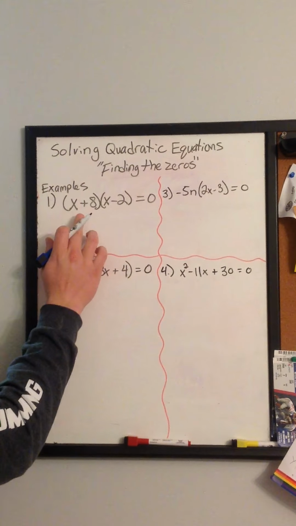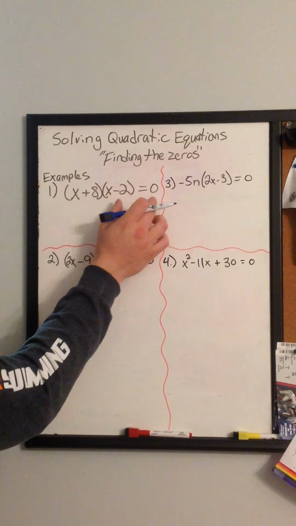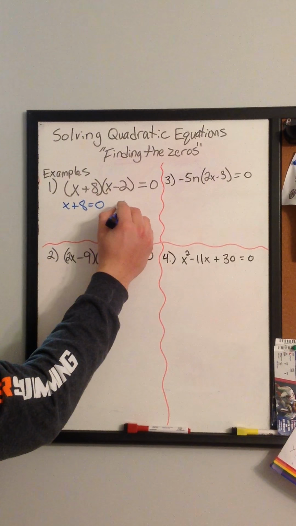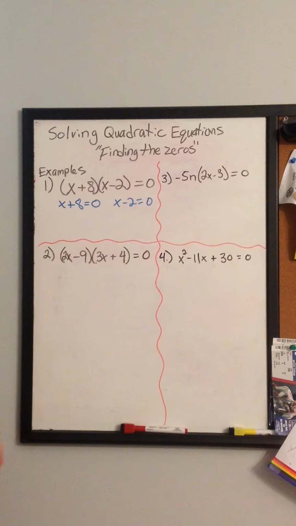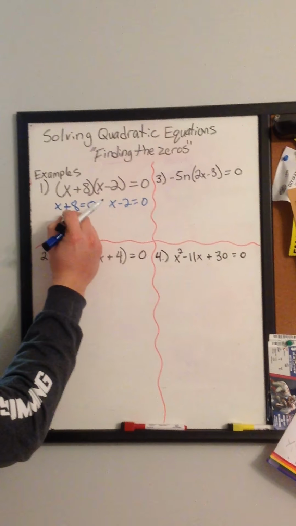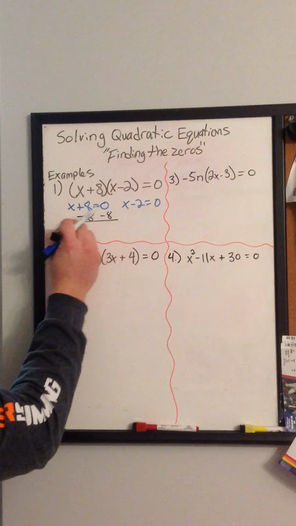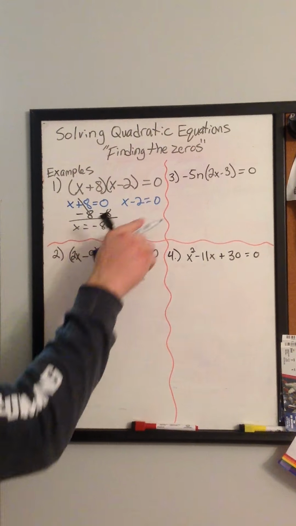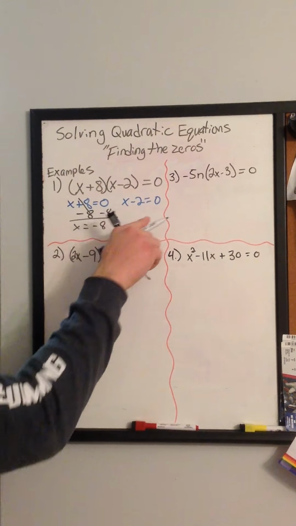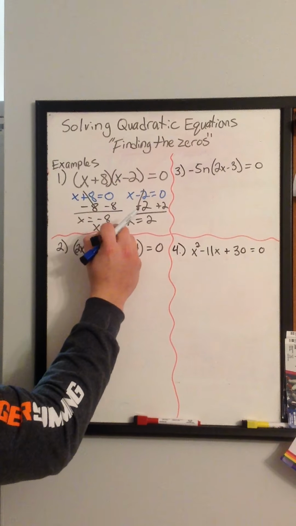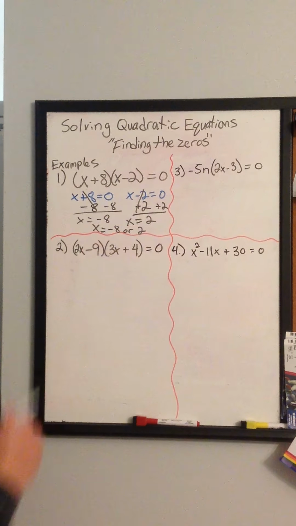The way that we do that is we take each factor here and we set it equal to 0. So we start with x plus 8 is equal to 0, and x minus 2 is equal to 0. We then solve each one of those to get our values for x. In this one we would subtract 8 from both sides, giving us x is equal to negative 8. Here we're going to add 2 to both sides to give us x is equal to 2. So our final answer, x is equal to negative 8 or 2.